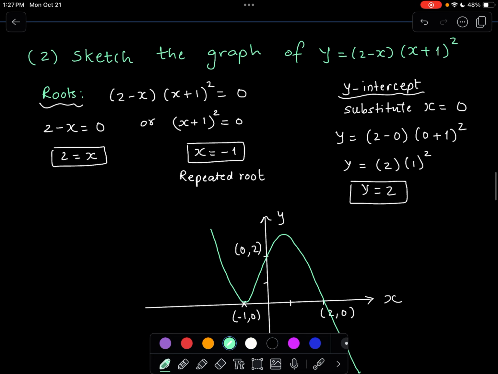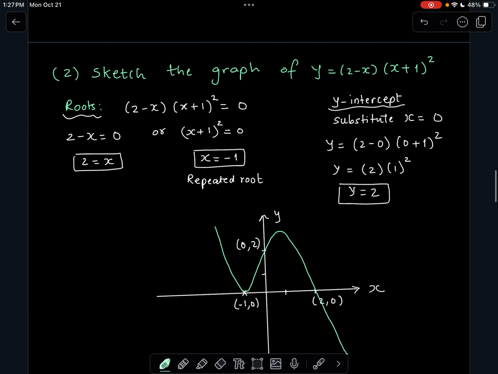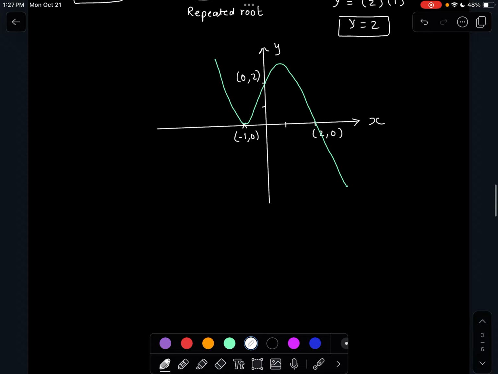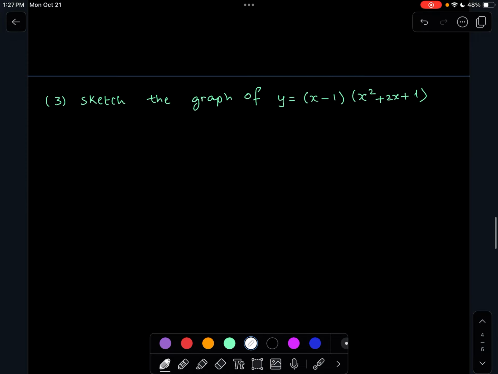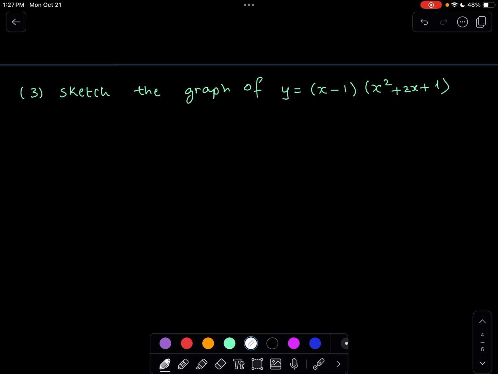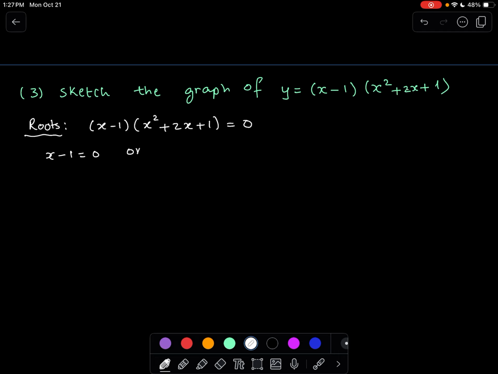Let us look at one last example to understand this concept thoroughly. Let's say you had y equal to x minus 1 bracket x squared plus 2x plus 1. Let's find the roots. So roots are going to be x minus 1 times x squared plus 2x plus 1 equal to 0. That gives me x minus 1 is 0, or x squared plus 2x plus 1 equal to 0.